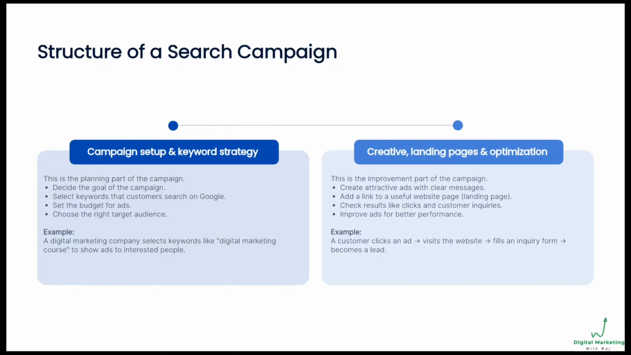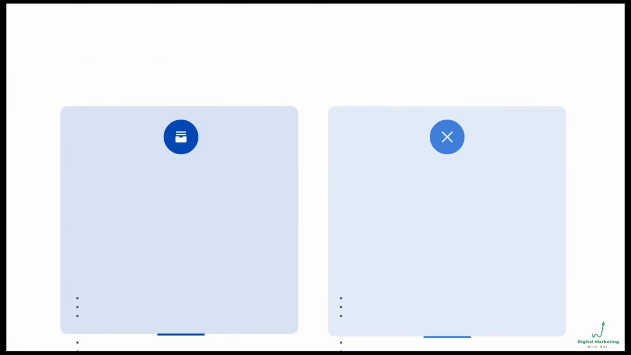The second step is creative landing pages and optimization. Create an attractive ad, link it to a useful landing page, track campaign performance, continuously optimize the campaign for better results. A well planned search campaign helps businesses reach the right audience and achieve better marketing results.